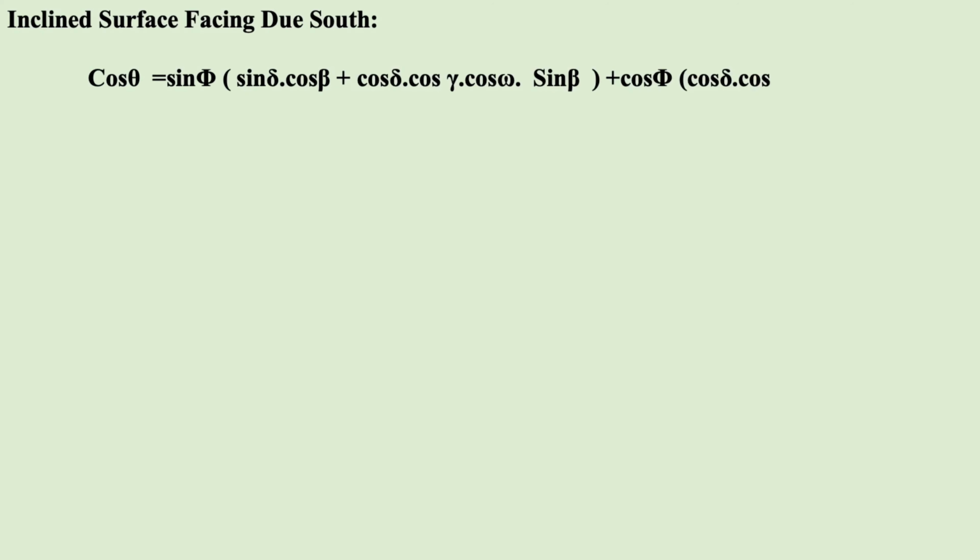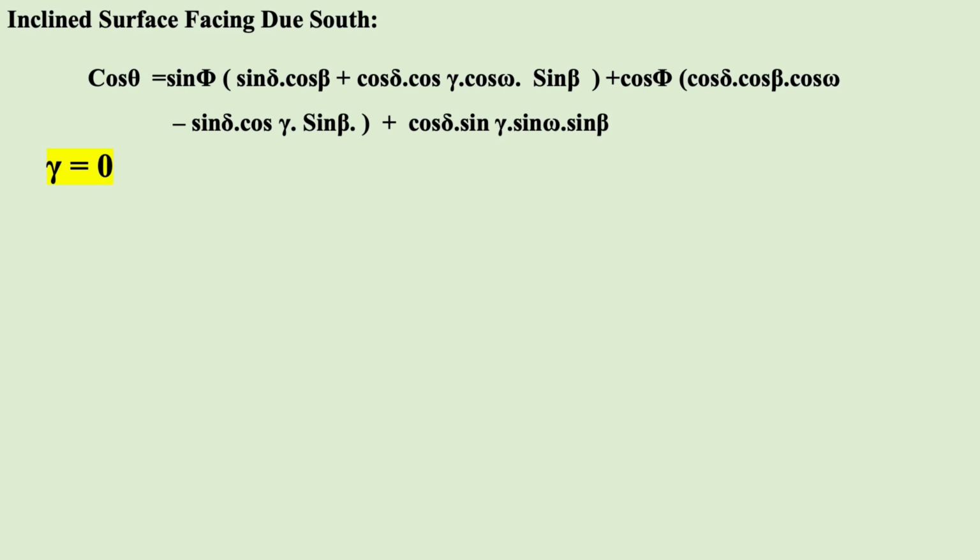So first let us rewrite the general equation for the angle of incidence, cos theta, a very familiar equation. We are very much familiar with this equation: cos theta is equal to sin phi within bracket sin delta cos beta plus cos delta cos omega cos gamma sin beta, bracket close, plus cos phi within bracket cos delta cos beta cos omega minus sin delta cos omega sin beta, bracket close, plus cos delta sin gamma sin omega sin beta.